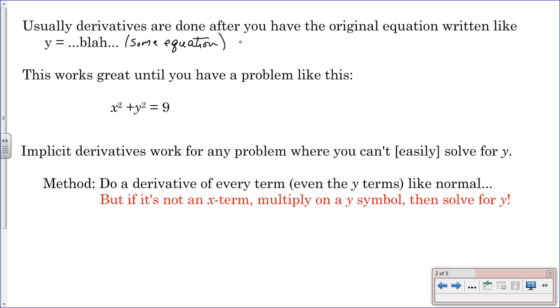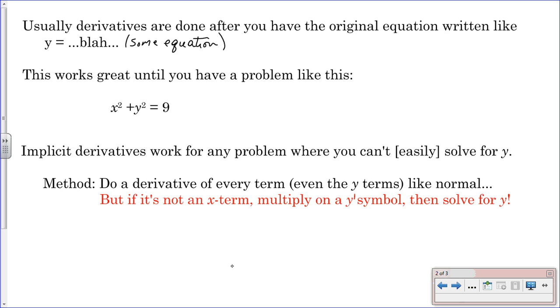So how do we do this? Well, you do a derivative of every term, even the y terms, just like normal. But if it's not an x term, you multiply on a y prime, a y prime symbol. Then after that, you solve for y prime. It may sound a little complicated, but let's look at a problem and see if it gets any easier.